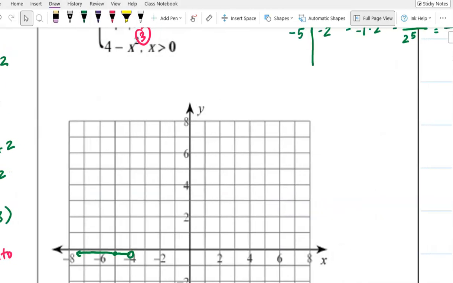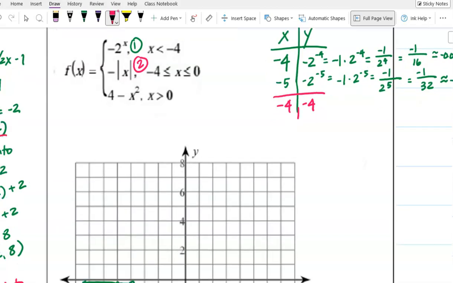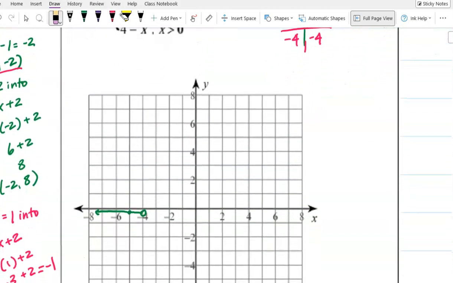Okay. And then I'm going to put in the overlap, which is negative 4, into the second function. It's nice to have these color-coded. 1 and then 2. Negative 4 into the absolute value function, and that's going to give me a 4 and a negative 4. So negative 4 and a negative 4.